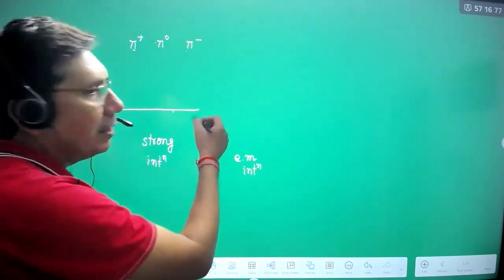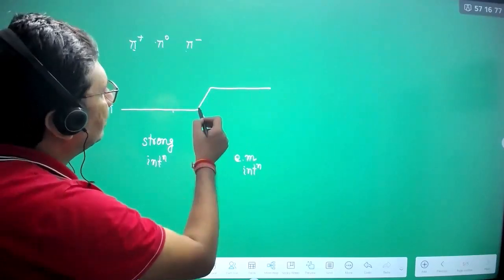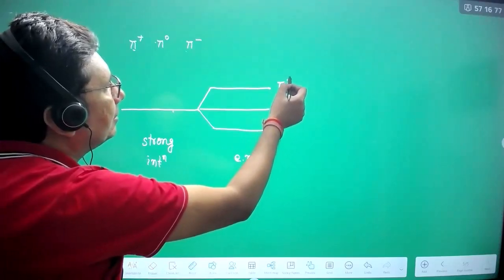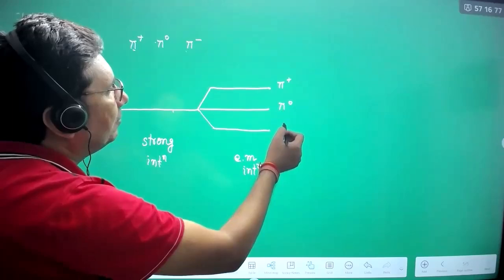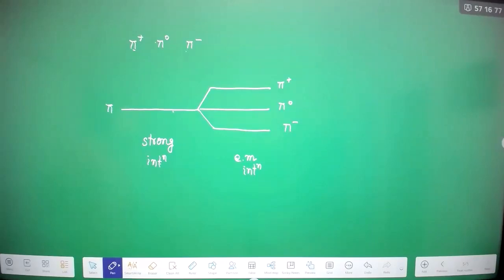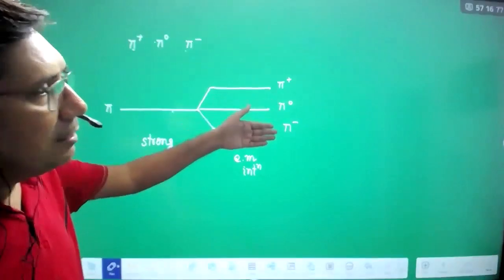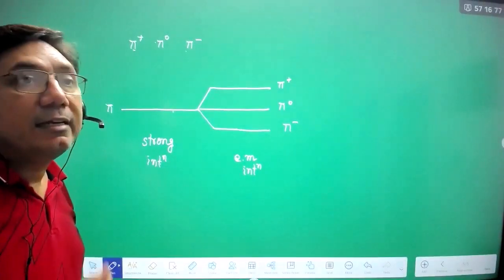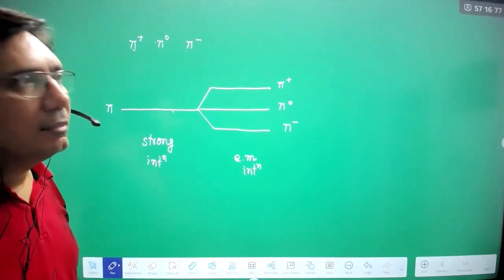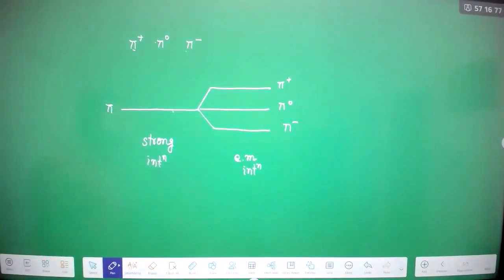Then this single particle state is going to split into three particle states. It gives rise to three particle states: pi plus, pi naught, and pi minus. So basically this particle state is single in case of a strong interaction, while it splits into three different particle states, because charges are different and electromagnetic interaction can recognize charges. So a single particle state is splitting into three charged particle states.